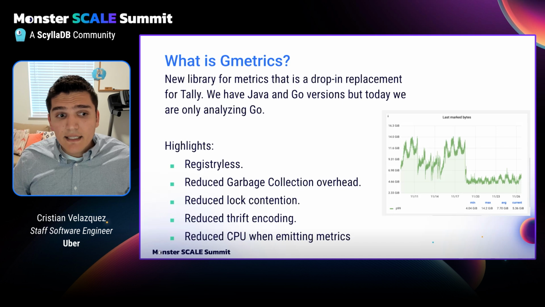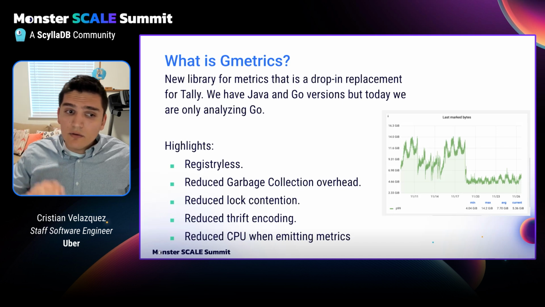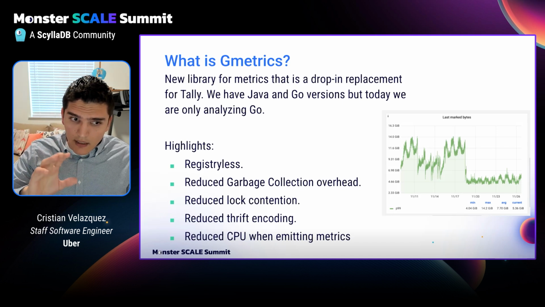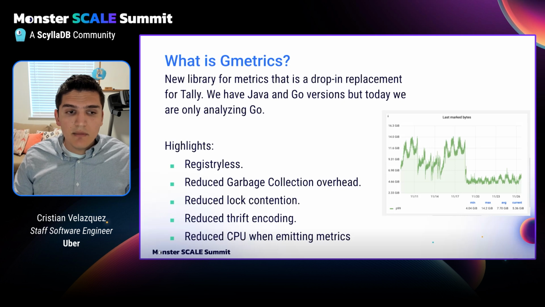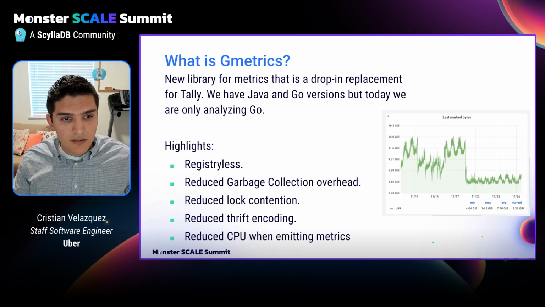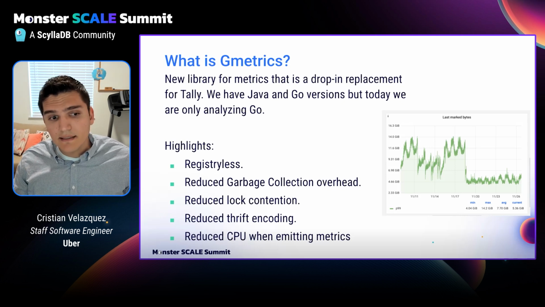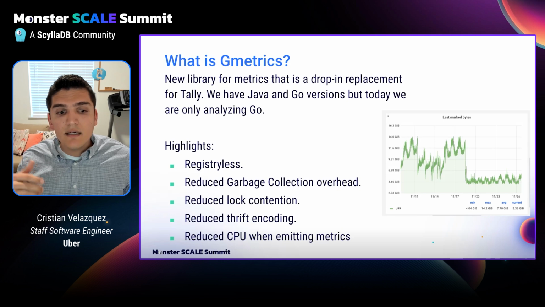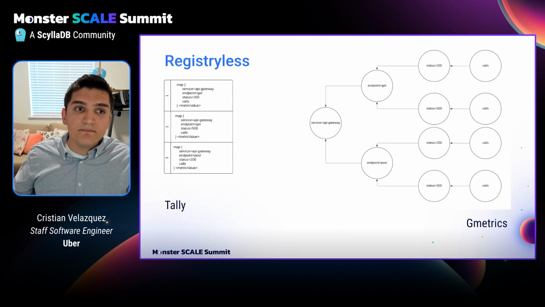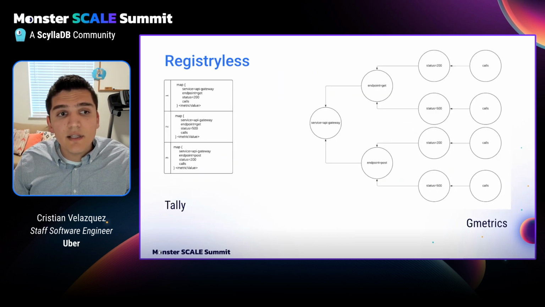Some of the highlights of Gmetrics compared to Tally, we are not going to look deeply into any of these, so don't worry too much, but let me list them. It is registryless, it reduces garbage collection overhead, it reduces lock contention, it reduces Thrift encoding CPU consumption, and it reduces CPU when emitting metrics. The first point that we are going to describe today is registryless.